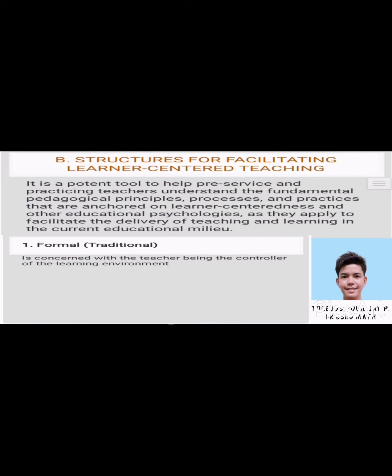First is the formal or traditional. Formal or traditional is concerned with the teacher being the controller of the learning environment, the master of the classroom environment. Teachers hold power and duty, and they serve as both an educator via lectures and decision makers in regard to curriculum and specific outcomes.